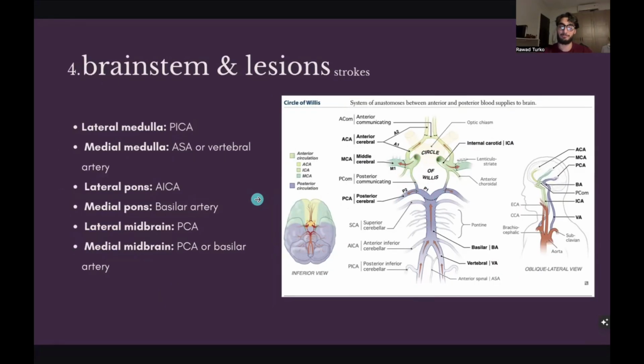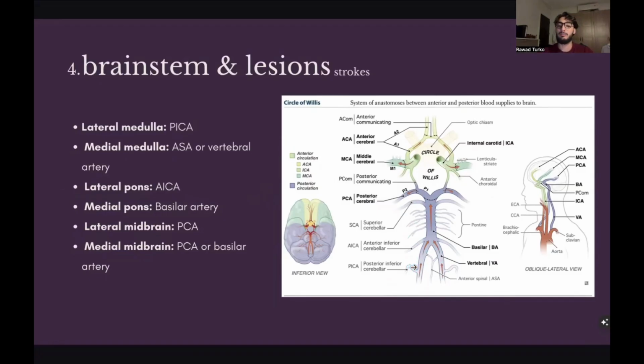Okay, so the main thing that I want you to know, when we're talking about the brainstem, is which levels of the brainstem are supplied by which arteries. So the medulla in general would be here. Lateral medulla would be supplied by the PICA, or the posterior inferior cerebellar artery. Medial medulla would be supplied by the vertebral arteries, or this branch of the vertebral arteries, which is known as the anterior spinal artery.